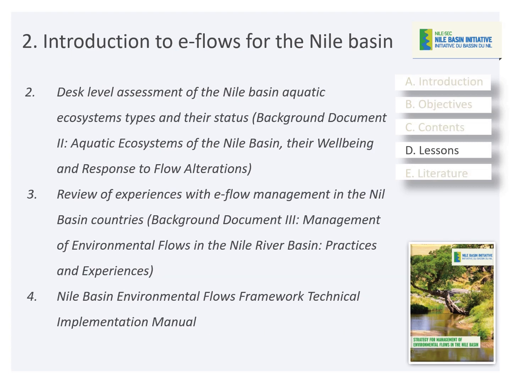The second is the desktop level assessment of the Nile Basin aquatic ecosystem types and their states, looking at their conditions. That is also available through the website as document 2 as a part of the output of that program. The third is to review experiences in an environmental flow context in the Nile Basin. That is the background document number 3. And apart from the background documents, the actual Nile Basin Environmental Flows Framework Technical Implementation Manual was developed as a part of that process.